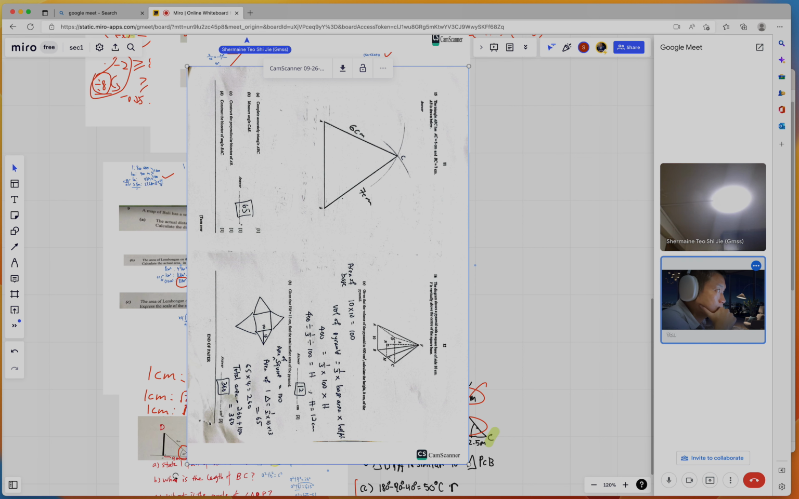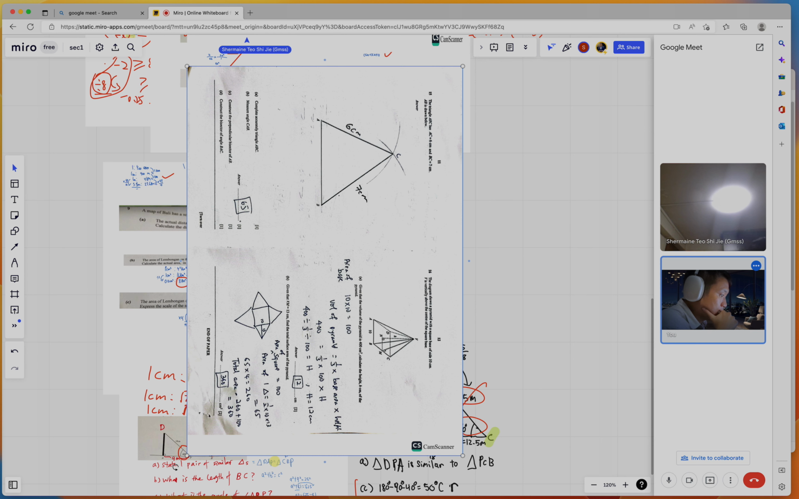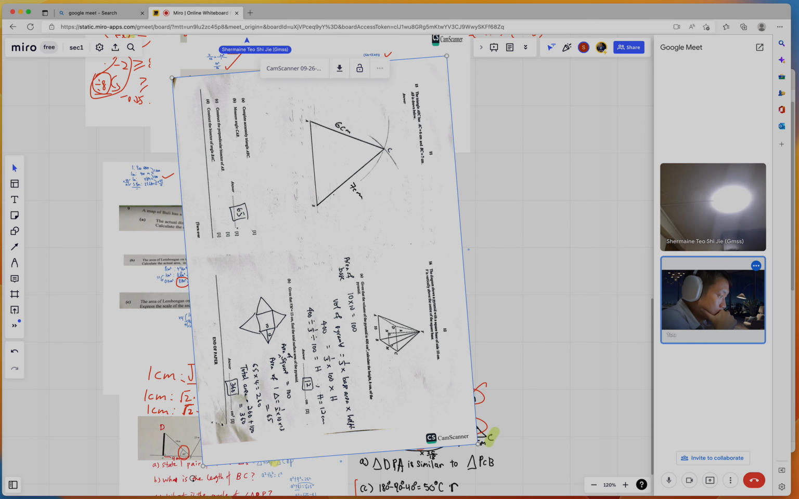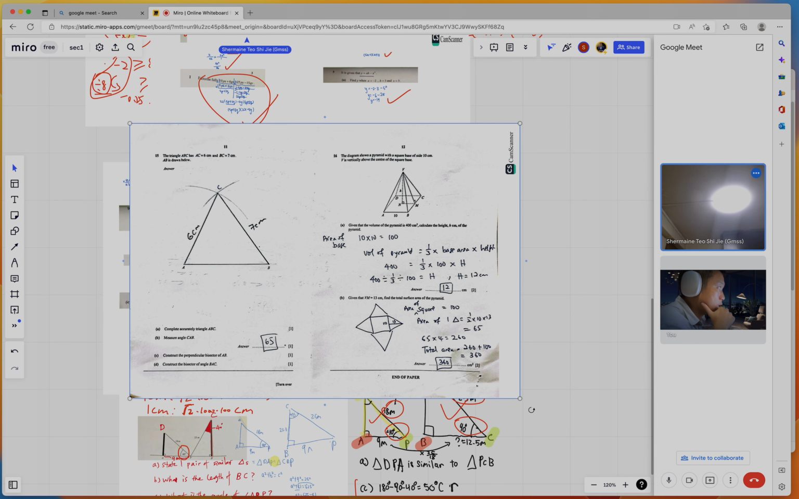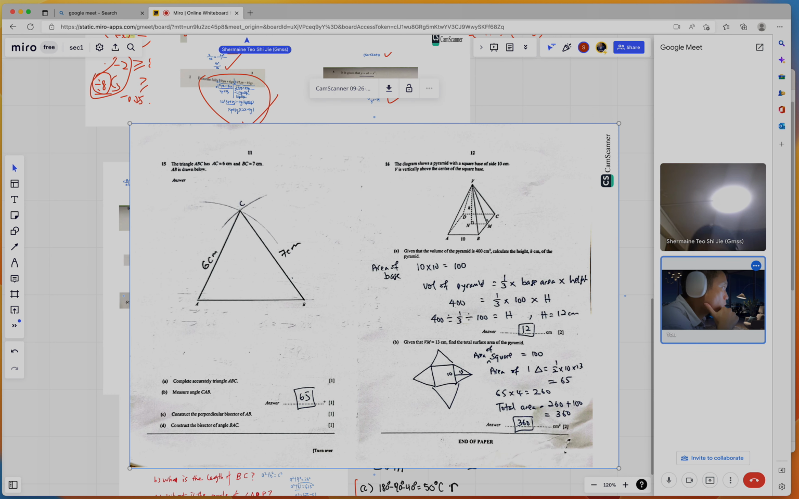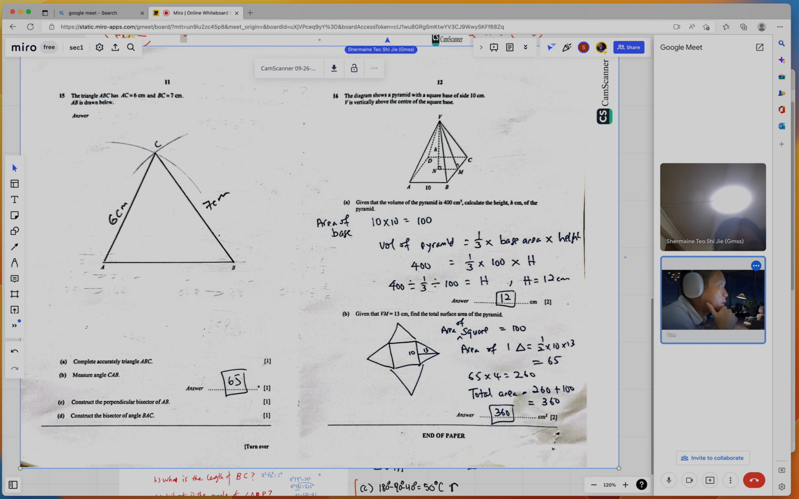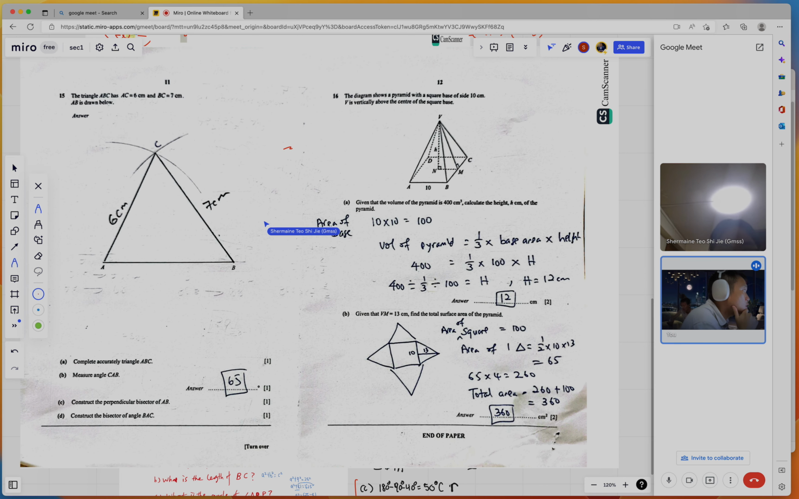Can you see the pyramid question 16? They say this is a square, so this is 10 and this is also 10. Can you see that? Then they say given that the volume of the pyramid is 400. So what's the formula for the pyramid? They give you the formula: 1/3 times base area times height, right?